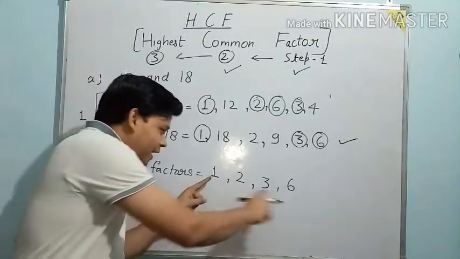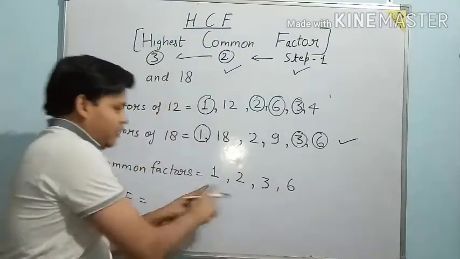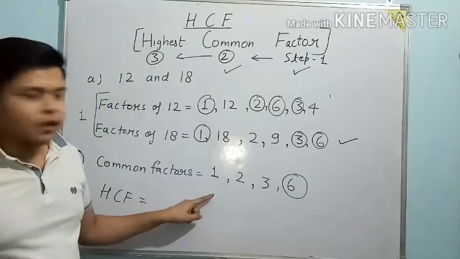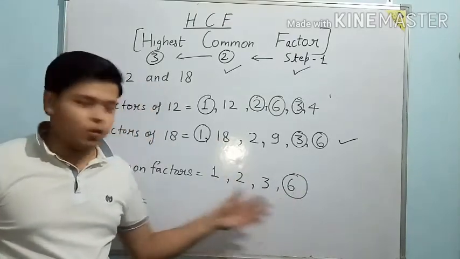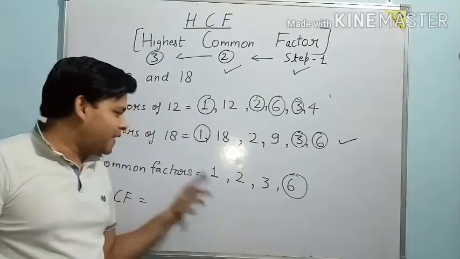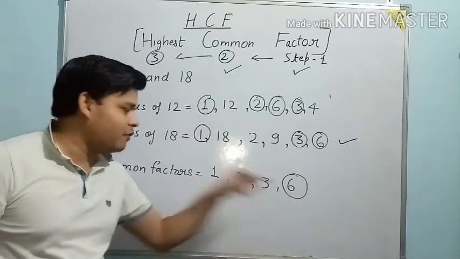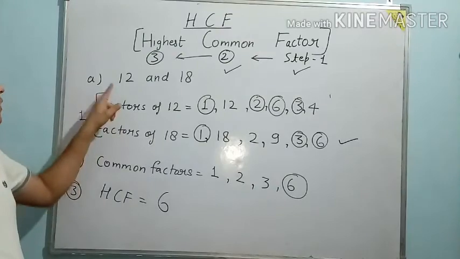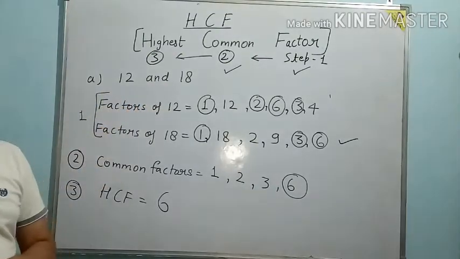So we have to check here which is the highest one. Highest, we all can see 6 is the highest one. Okay, so you don't need to circle here. You can just observe here that 6 is the highest from these common factors. So 6 is the HCF of given numbers 12 and 18.